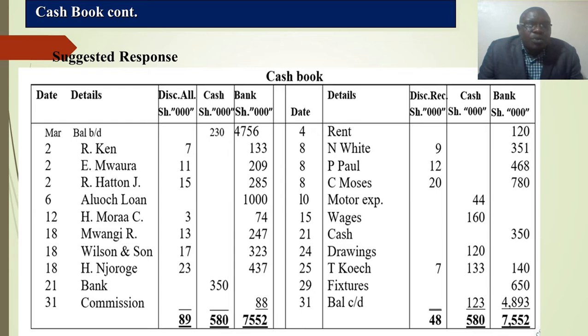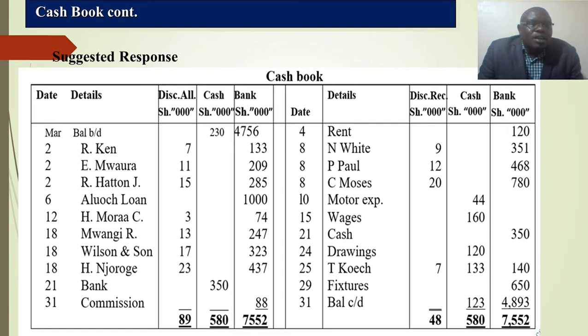Then on 25th, we paid a creditor 133,000, having deducted 7,000 shillings as discount. Then on 29th, we paid fixtures 650,000 through the bank. Now, just like we did with the two-column cash book, we balance, and we only balance the columns for cash and bank. The columns for discount are not balanced.